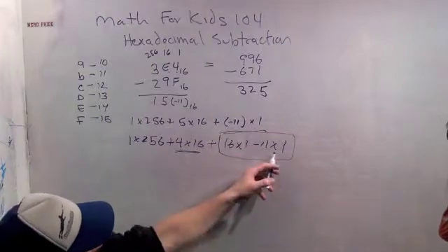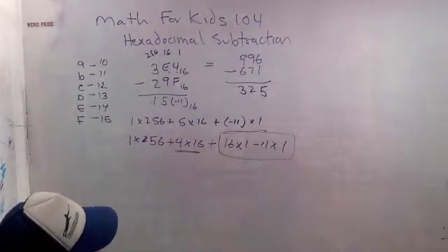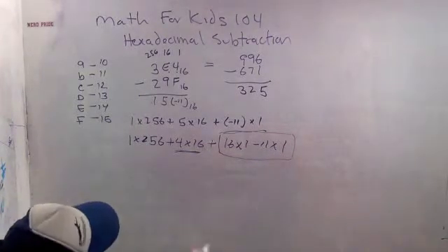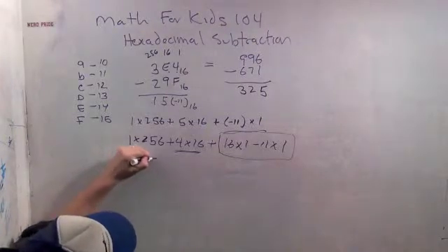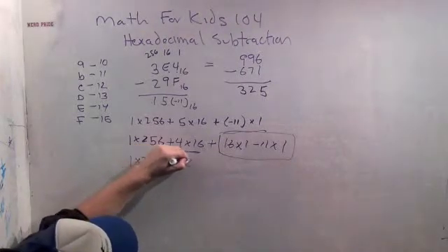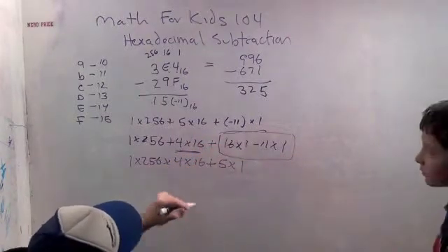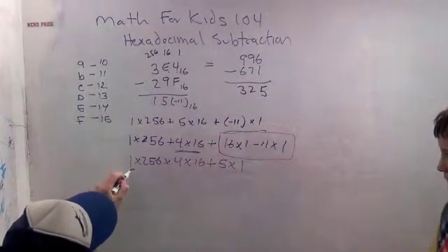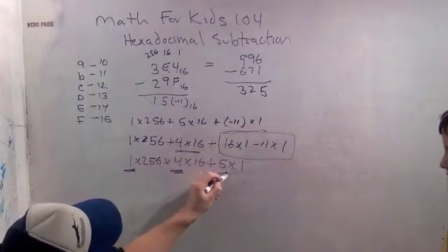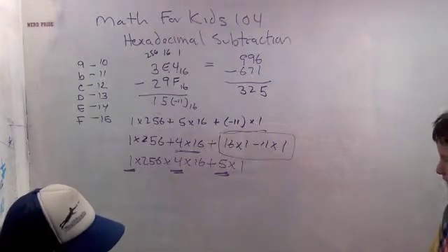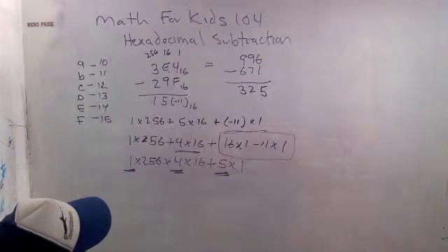And what do I get? 16 times 1 minus 11 times 1 is 5. Right, so I get 1 times 256 plus 4 times 16 plus 5 times 1, which is the hexadecimal number 145.